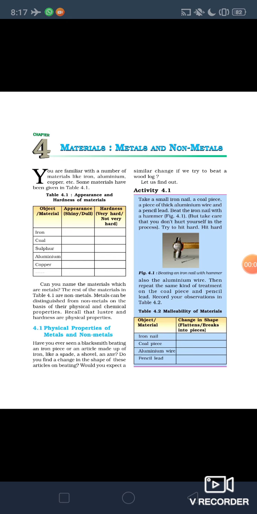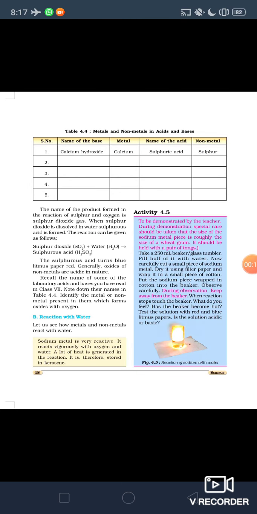And we are going to continue chapter 4, that is your materials, metals, and non-metals. In the previous class, we saw the reaction of metal with water. Sodium is a metal, and when it reacted with water it was releasing too much heat. It was reacting vigorously with water, isn't it? That's why we were not keeping the sodium in open air or water, we were keeping it in kerosene. And this question I had also given to you.